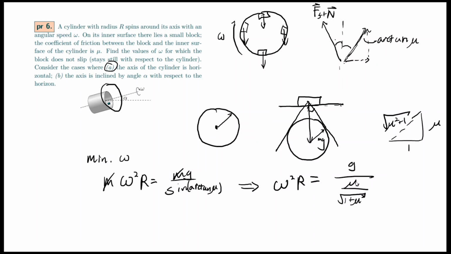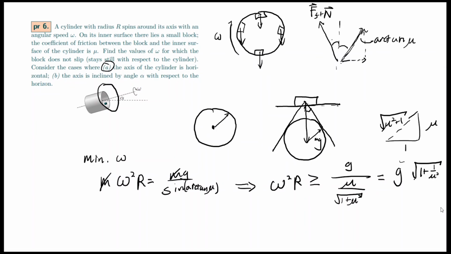And so we can actually divide this to make it a little bit nicer, and this is going to be g times root 1 plus mu squared over mu, and pulling it in, the mu squared is going to cancel, and it's going to be the square root of 1 plus 1 over mu squared. And this is for minimum omega, so we can replace this with a greater than or equal to sign, and omega squared r has to be greater than or equal to that value for when alpha is equal to 0. So now you have to work with when alpha is not equal to 0.